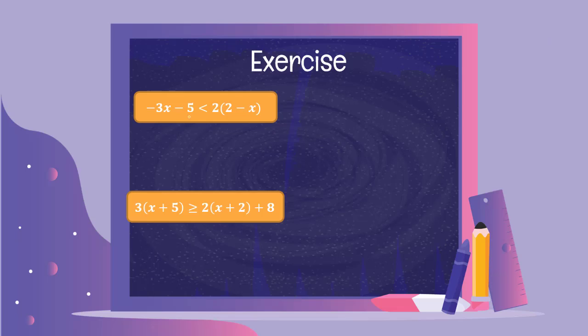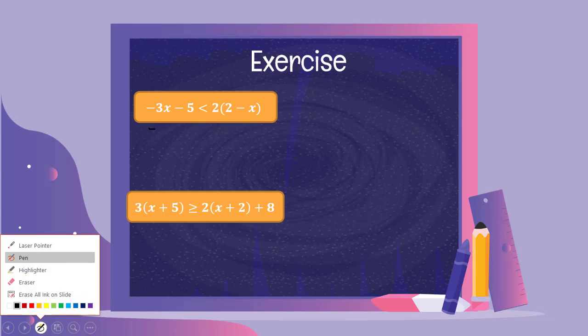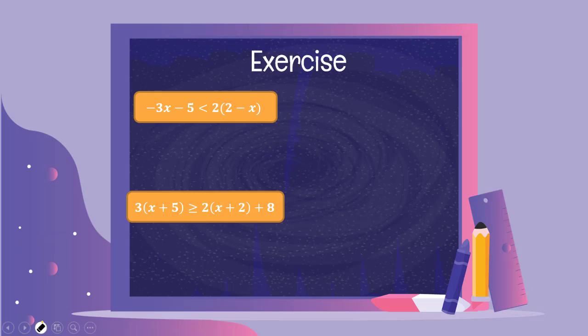Let's do an exercise together. Firstly, we have to solve the bracket operation. So, minus 3x minus 5 less than 4 minus 2x. And we can do a grouping. Minus 3x plus 2x less than 4 plus 5. So minus x less than 9.